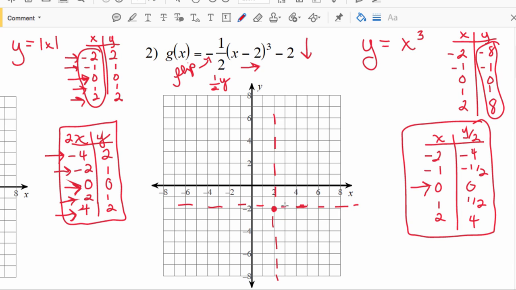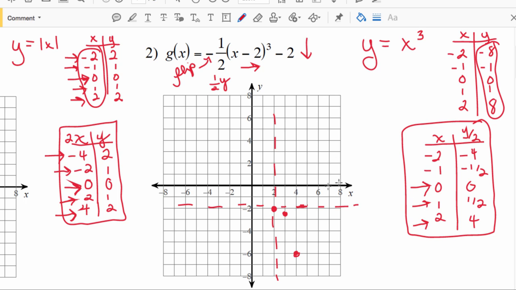So normally I go over 1 and then down 1 for my upside down graph, but now I'm going to go over 1 and then down a half. I'm going to go down half as much, and then normally over 2 down 8. But I'm going to go over 2 down half as much, so it's going to be 1, 2, 3, 4. So I just graph that point, and I graph that point.